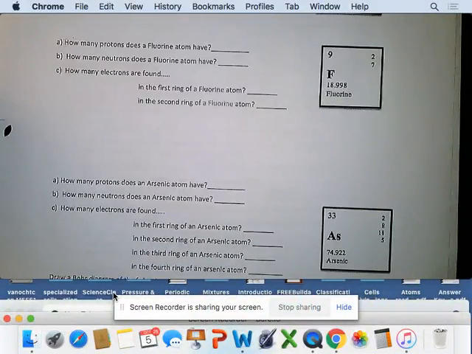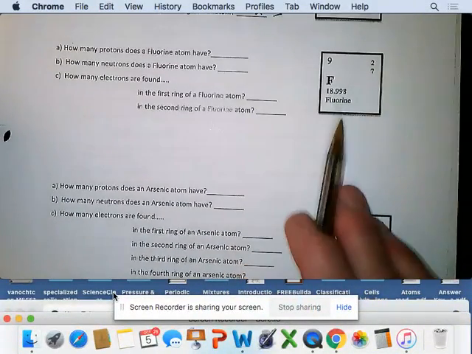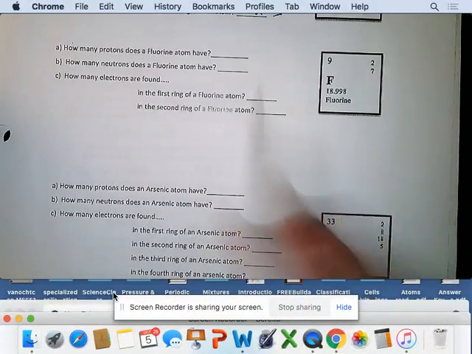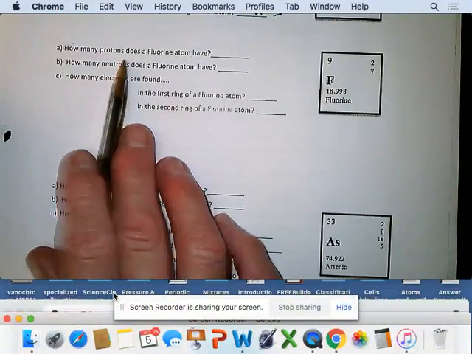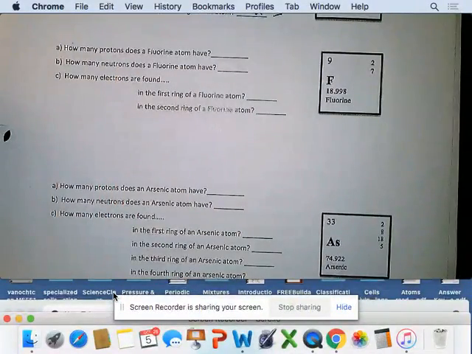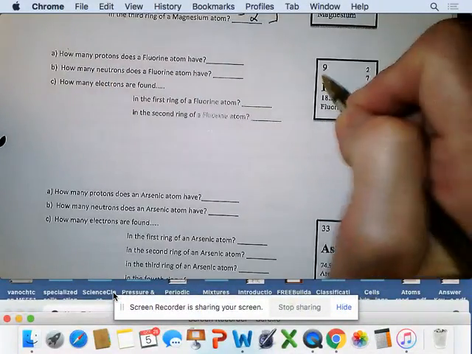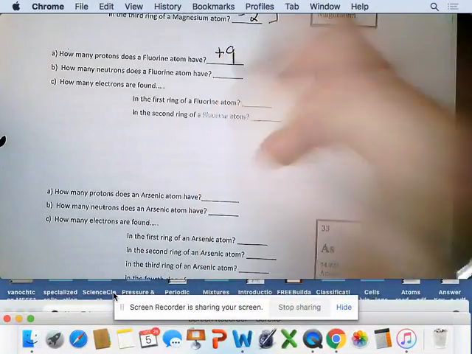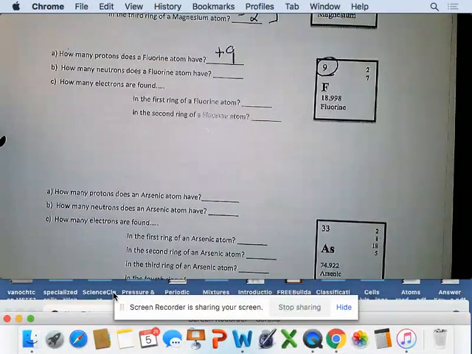Let's go ahead and start to go through some of these. Okay, we want to find out protons, neutrons, electrons for fluorine. Okay, so Braden, how many protons does fluorine have? It has 9 right here. So we're going to go ahead and put that in the blank. What do we do, Caden, to find the number of neutrons?